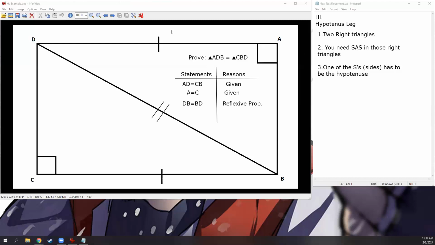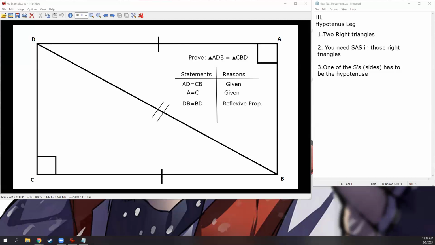Let's go back over to HL. Do we have two right triangles? Well, yeah, we got two right triangles. We need SAS in those right triangles. Well, I have one side, an angle, and another side, right? So I have side, angle, side. I have SAS. All right, cool. All right, and then the last one. One of the sides, one of the S's, has to be the hypotenuse.